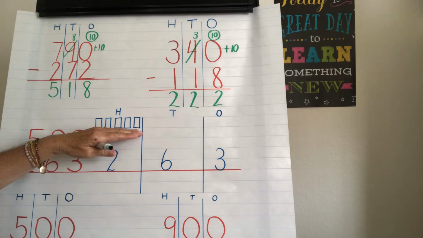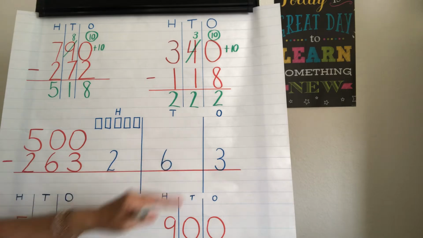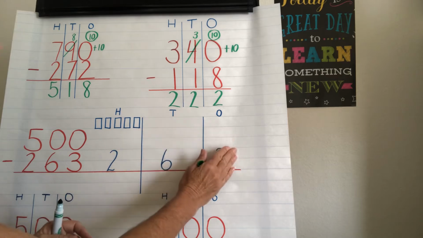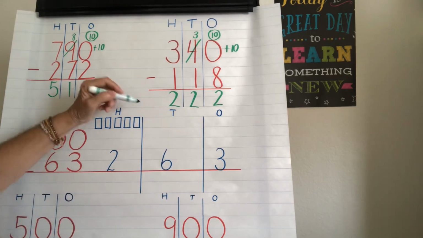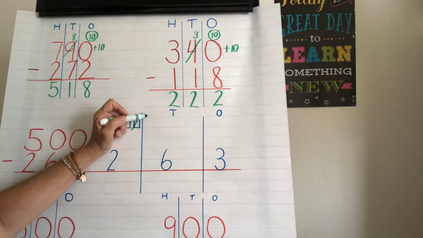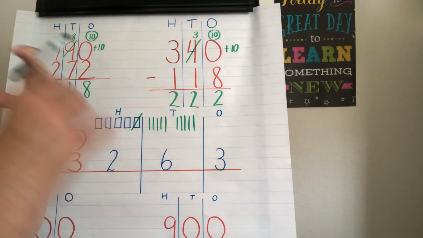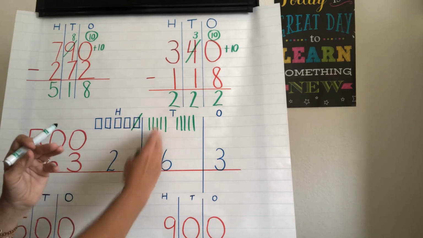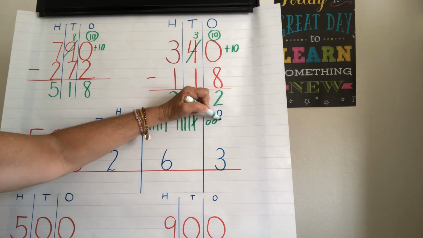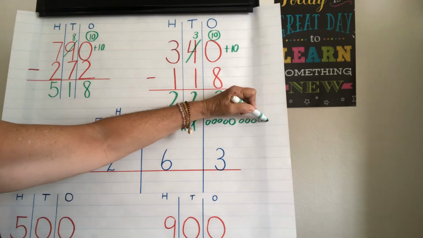I drew 500, which has no tens and no ones. I'm going to take away 263. I can't take away 3 from nothing. I can't even ungroup or take away 6 from nothing. So I've got to start with my hundreds. And I'm going to break that apart into 10 tens. 1, 2, 3, 4, 5, 6, 7, 8, 9, 10. Now, I don't want to subtract yet because I've got to ungroup one of my tens and make it 10 ones. So 1, 2, 3, 4, 5, 6, 7, 8, 9, 10.